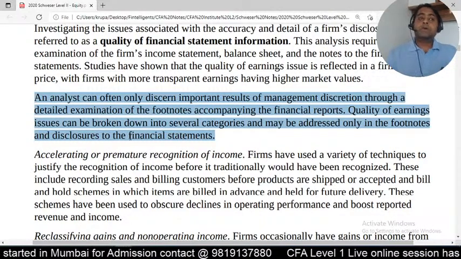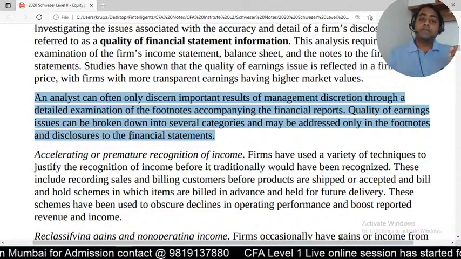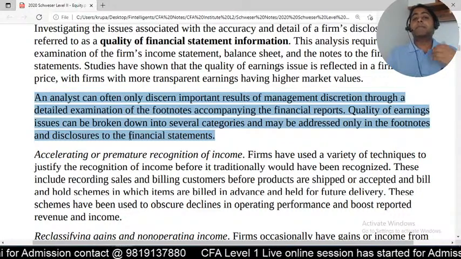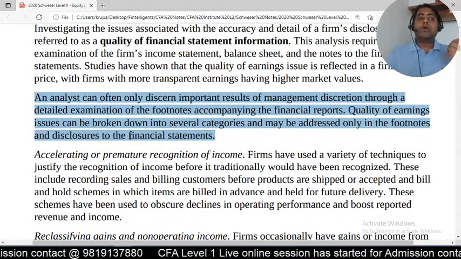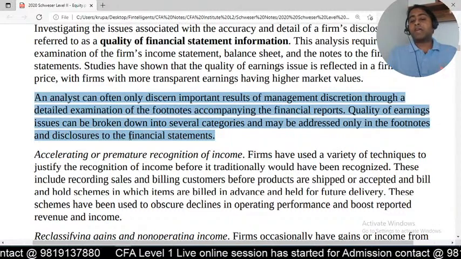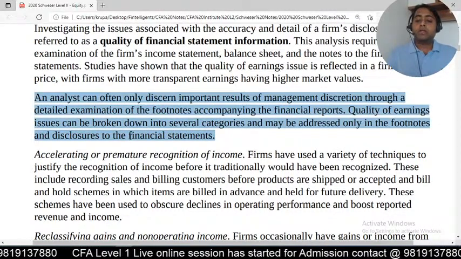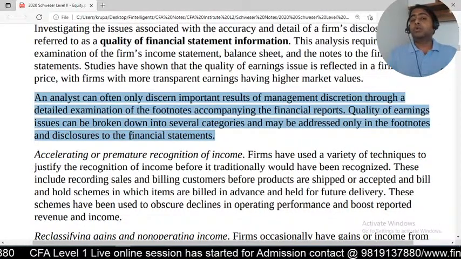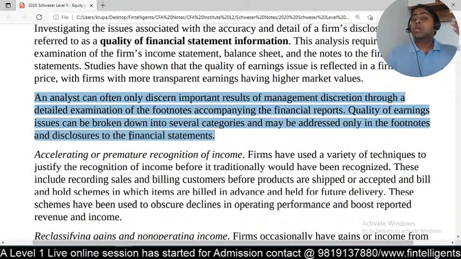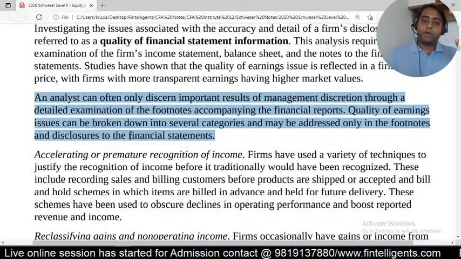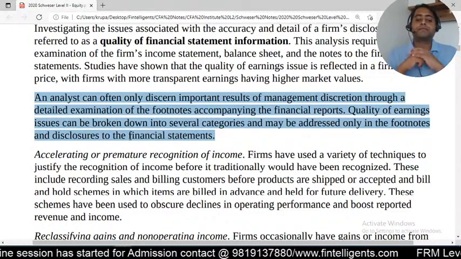Okay, because footnotes also give you an idea about the quality of the earnings, how much percentage of earnings is coming from which segment. Okay, what is the management's belief over a period of time, whether the quality of earnings is going to stay or not. So all of this is generally mentioned in the footnotes of the financial statement. So you as an analyst should read that footnote properly. Look at the second paragraph.